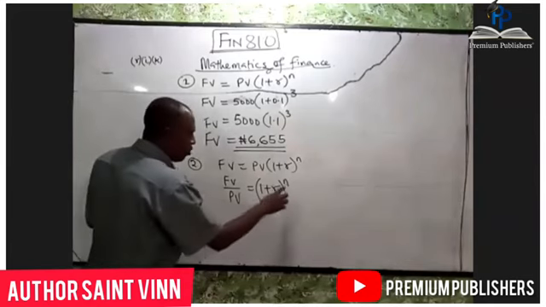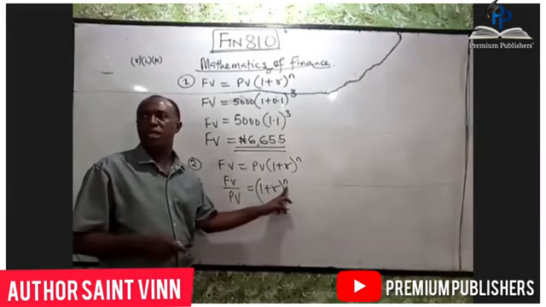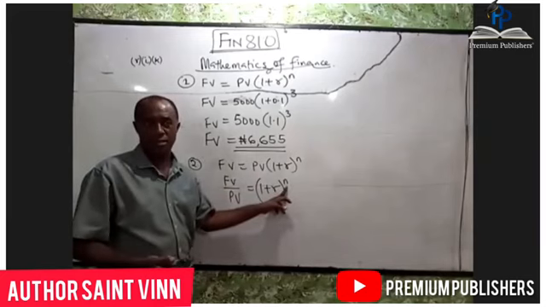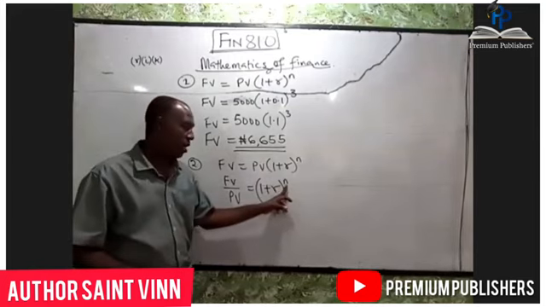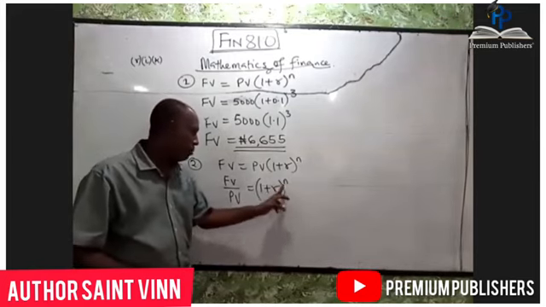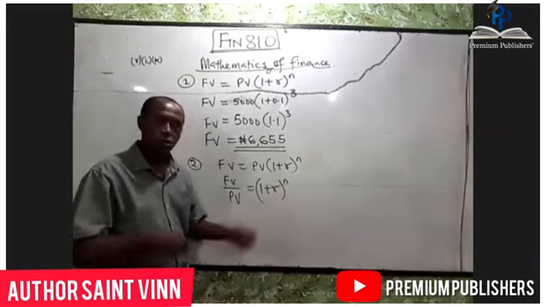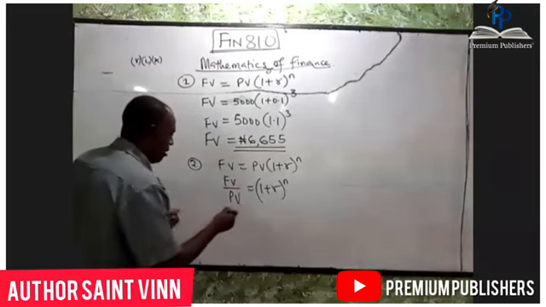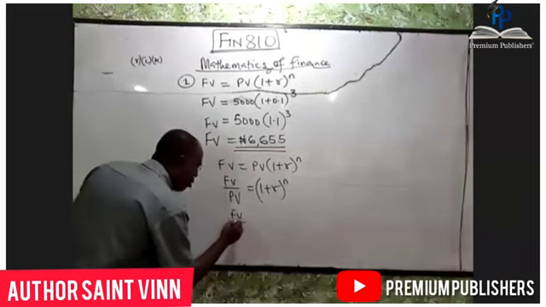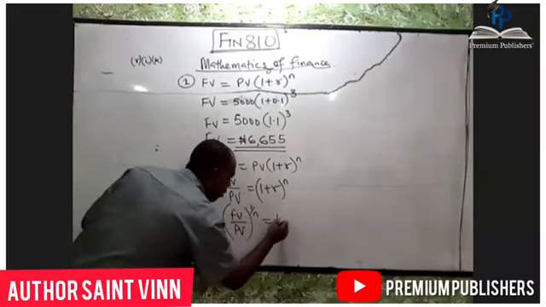Now, what you are seeing here is N. This N you are seeing here is something as N over 1. Because every number is over 1, whether it's the power or what have you. So this is over 1. When I remove this N from this whole 1 plus R, it will change from N over 1 to 1 over N. That means FV over PV, all raised to 1 over N, equals 1 plus R.